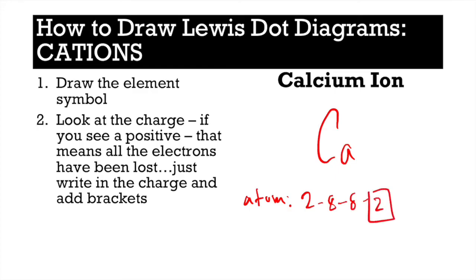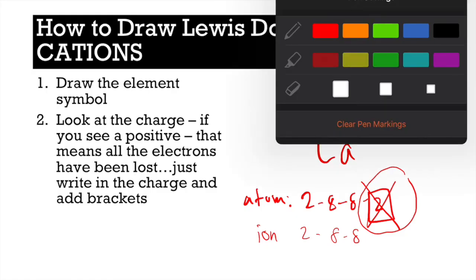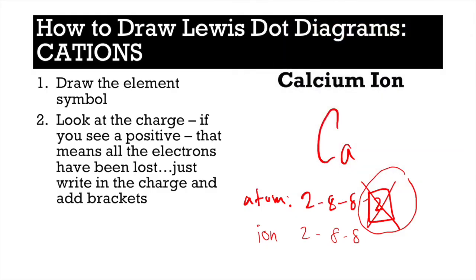So again, it has 2 valence electrons in the atom, but it wants that full valence shell. So what's going to happen in the ion? It's going to lose that original shell. So its ion would be 2-8-8. But when we're drawing the dot diagrams for cations, we're drawing this original shell that disappeared. So now there's nothing to draw.